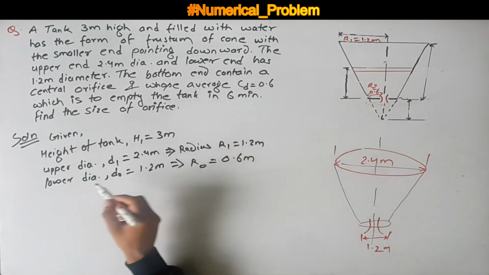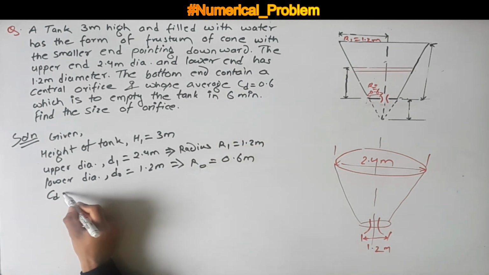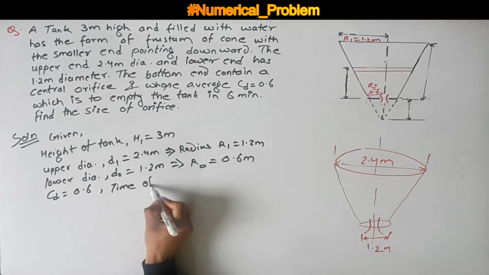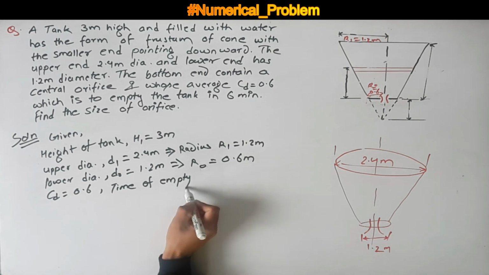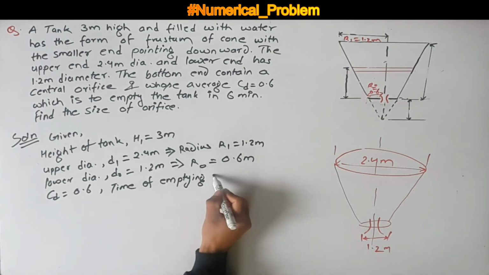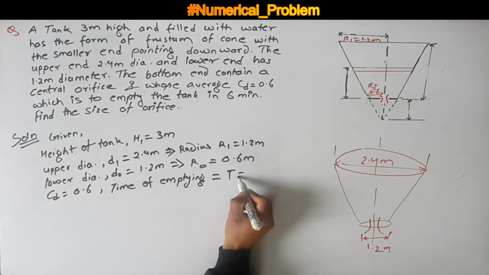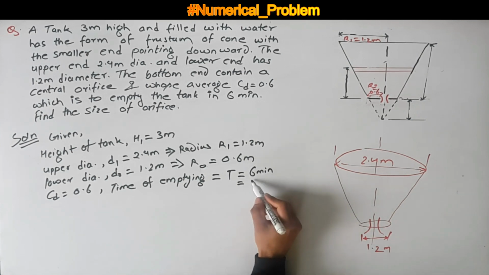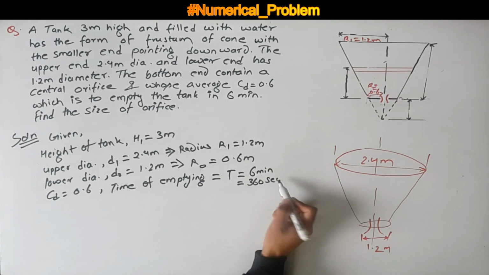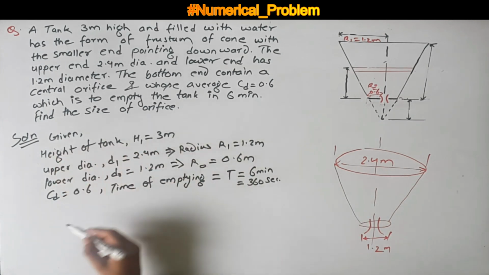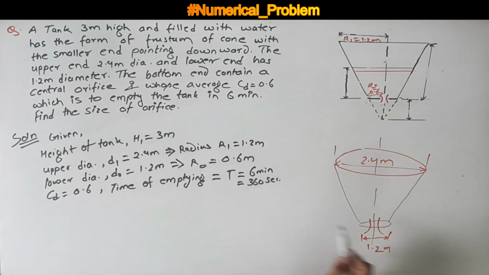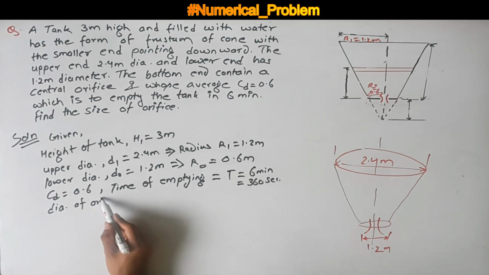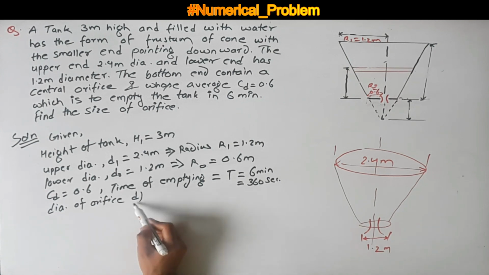And time to empty your tank is given, and coefficient of discharge is given. Coefficient of discharge CD is 0.6 and time of emptying T is 6 minutes. We can convert it in seconds. 6 into 60, which is 360 seconds. We have to find the size of the orifice. For size of orifice, we can calculate its area or diameter. Let's calculate the diameter. Let this be D equal to what?